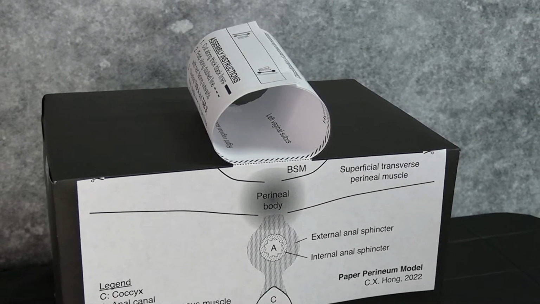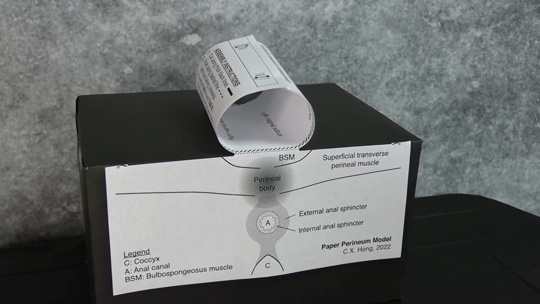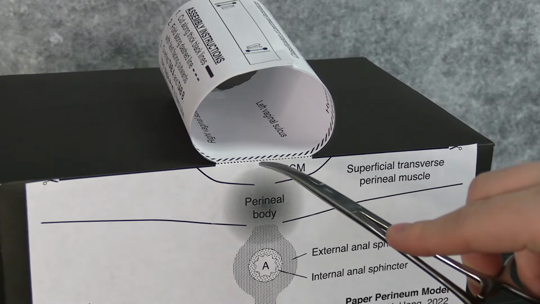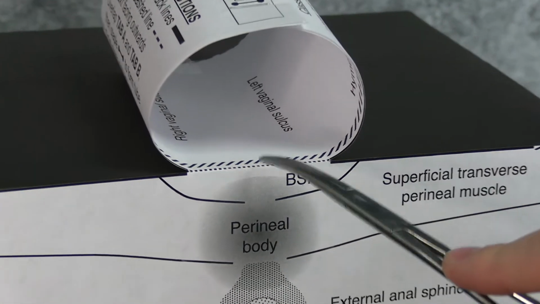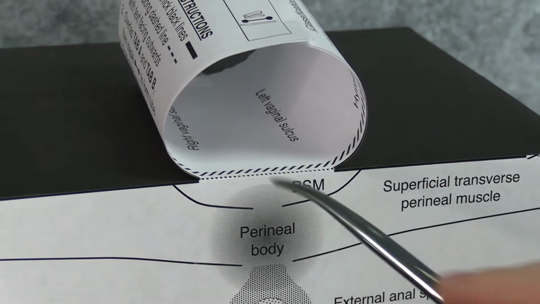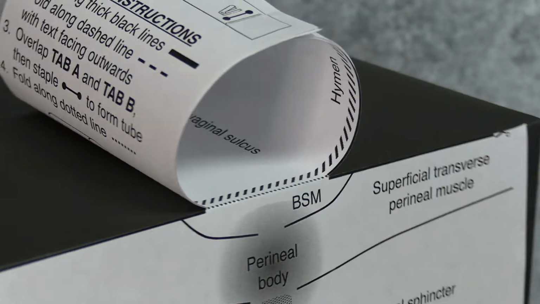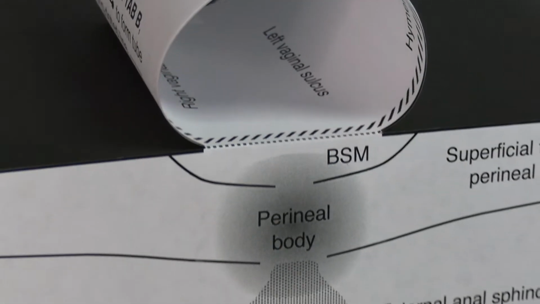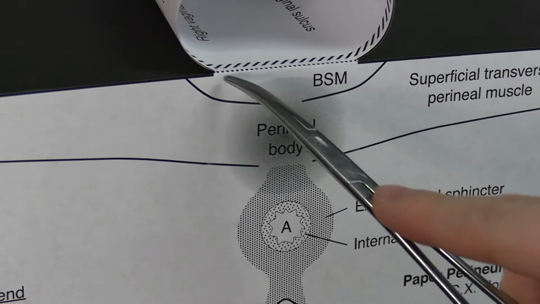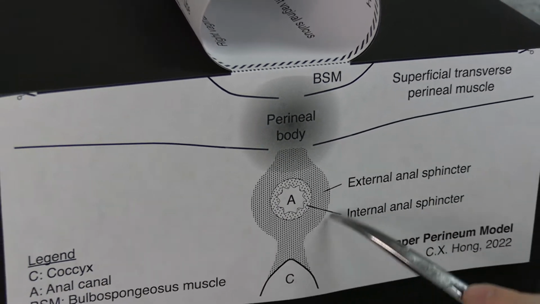The assembled paper perineum model can be used by educators to teach relevant anatomic structures for obstetric laceration repair. This includes the perpendicular interface between the vaginal canal and perineum, the position of the hymen as a landmark for the transition between the vaginal epithelium and perineal skin, and the composition of the perineal body, which contains contributions from the bulbospongiosus, superficial transverse perineal, and external anal sphincter muscles.